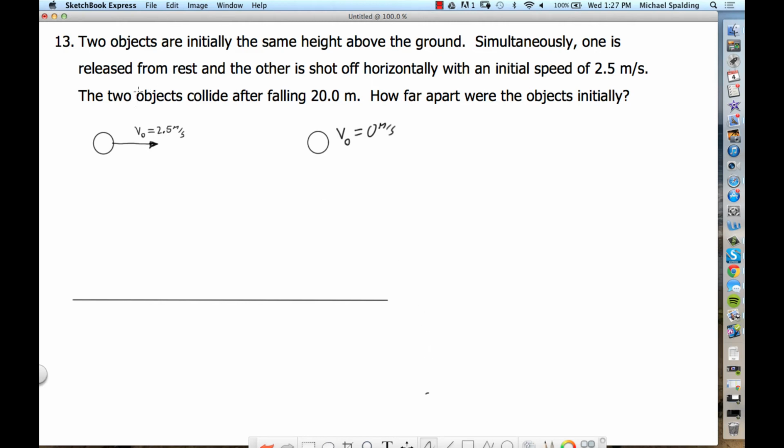Okay, here's the situation for number 13. This will be our final problem for the day.